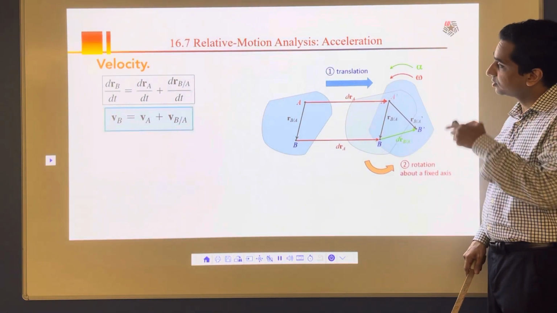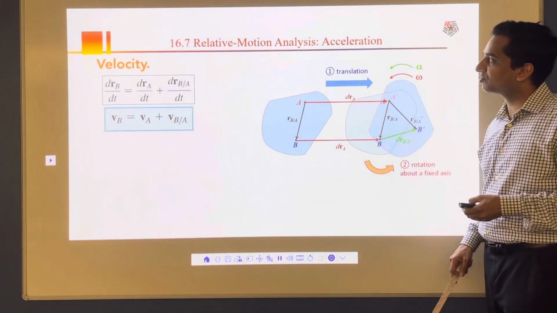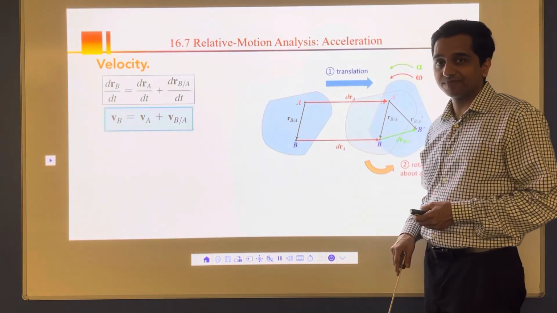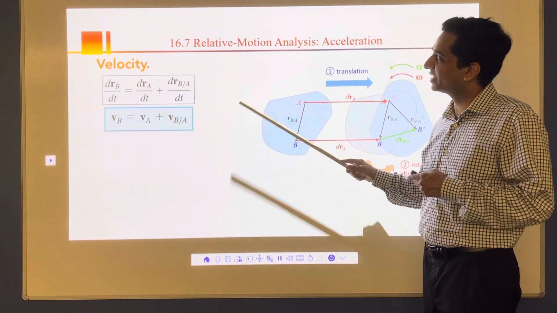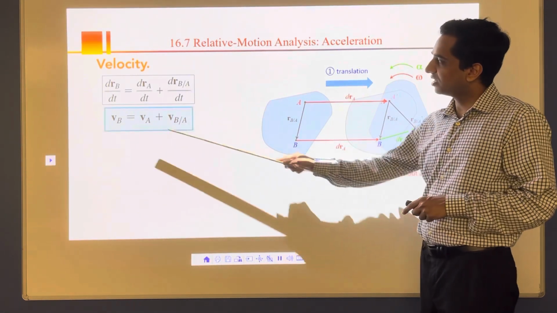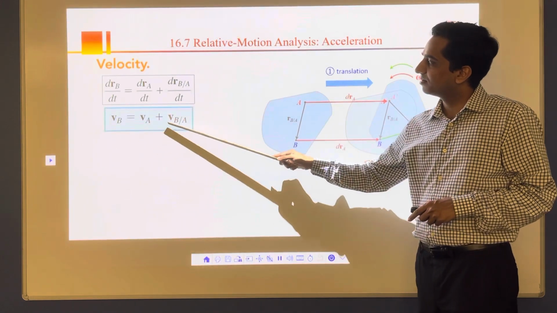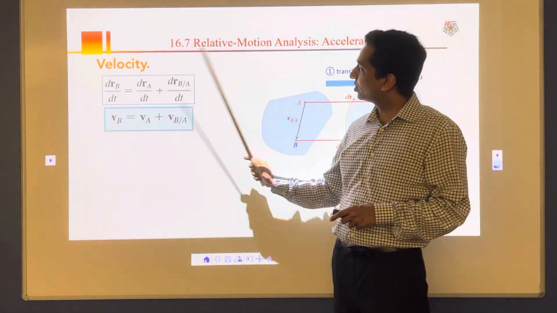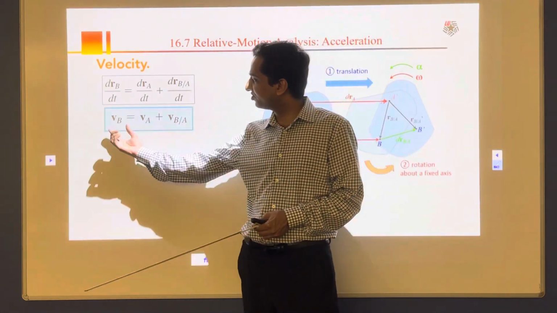Let's move on to the next part and the final part for this chapter, relative motion analysis, acceleration. So initially, before this one, we did relative motion analysis velocity, and based on that we got that equation, VB is equal to VA plus VB by A. Now, to get an acceleration, I'm going to differentiate this equation.